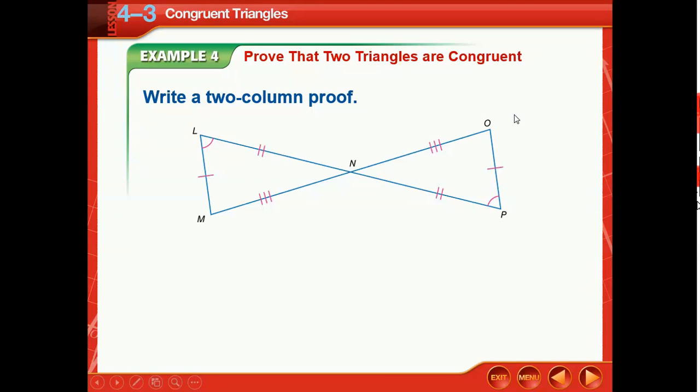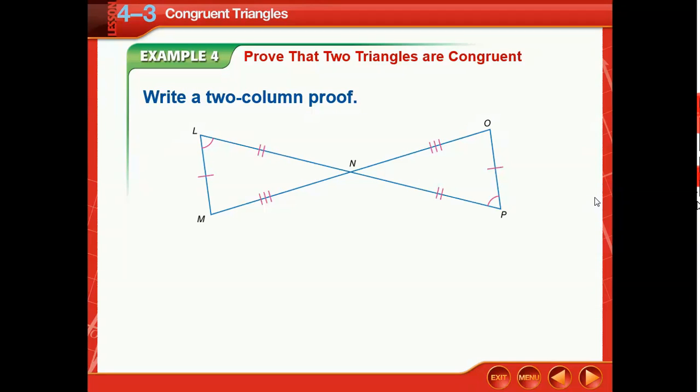CPCTC, that's what we need to worry about. We need to know that if we have congruent triangles, then all 6 of their parts are going to match. And vice versa. If we can prove that all 6 of these parts are correspondingly congruent, then the triangles themselves have to be congruent. So you're going to have to prove to me that all 6 parts of these are congruent.